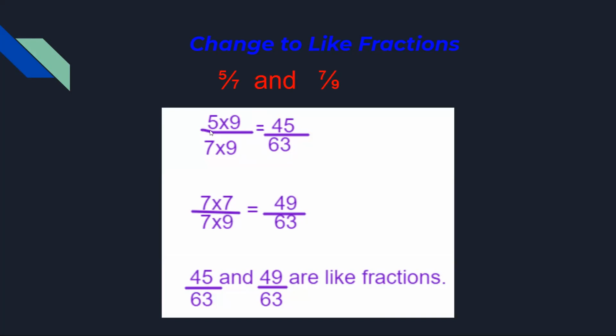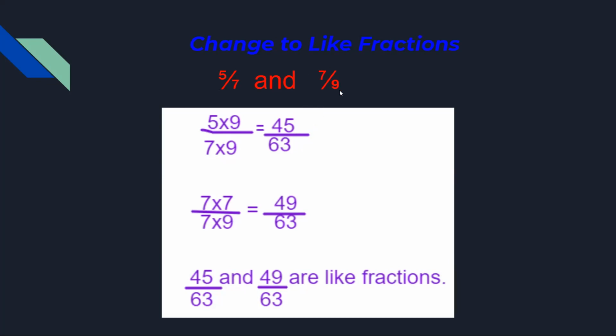The sum is 5 into 9. Why do we multiply by 9? Because on this side the denominator is 9. So by cross multiplying with the denominator, 5 into 9 upon 7 into 9 equals 45 upon 63.